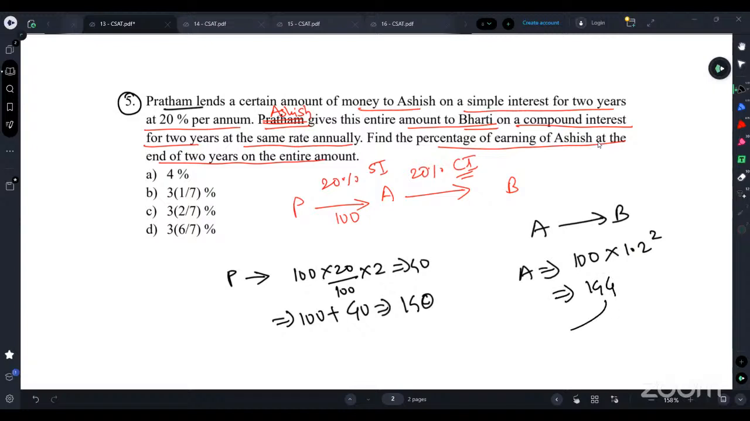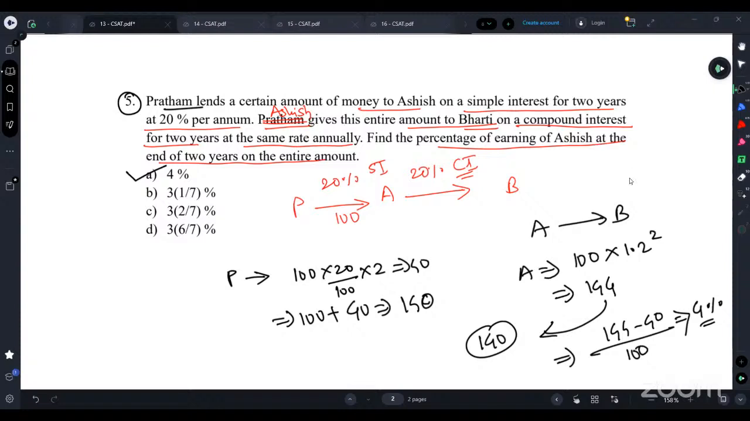Now out of this 144, Ashish has to give how much money back to Pratham? 140 rupees. So what is the profit that Ashish has earned? 144 minus 140. And what was the transaction amount? The principal was 100 rupees only, right? So 4% is basically the profit that Ashish has earned during this transaction. Okay, guys. So 4% is the correct answer.